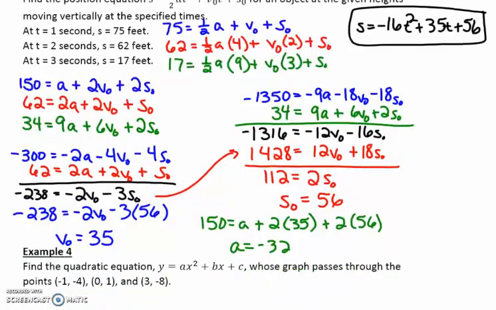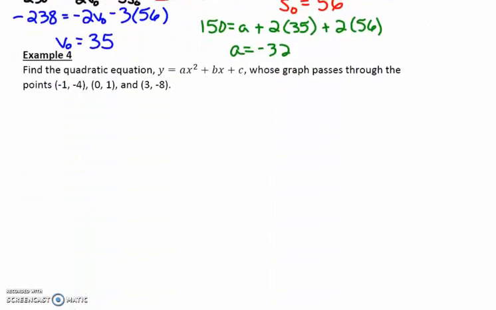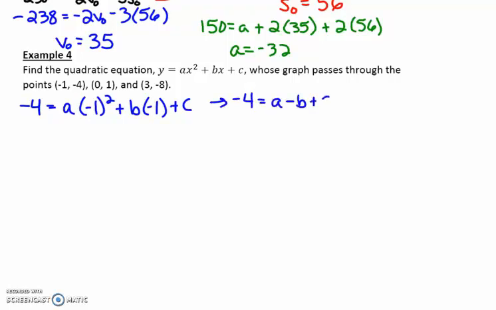All right, then we'll take a look at example 4. Find the quadratic equation y equals ax squared plus bx plus c, whose graph passes through these given points. So we know that negative 4 is our y value for when x is negative 1. So we have a times negative 1 squared plus b times negative 1 plus c. Okay, and then that will simplify to negative 4 equals a minus b plus c.